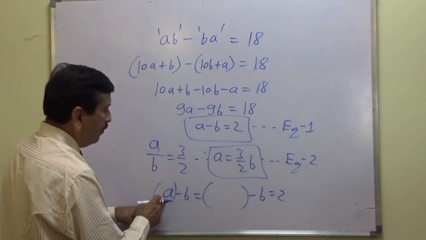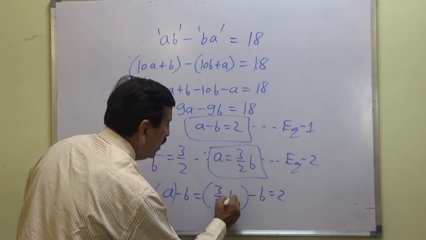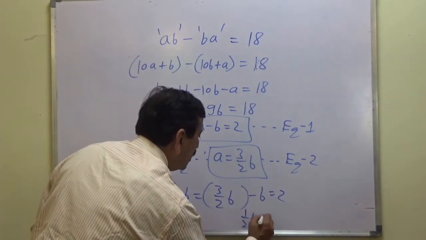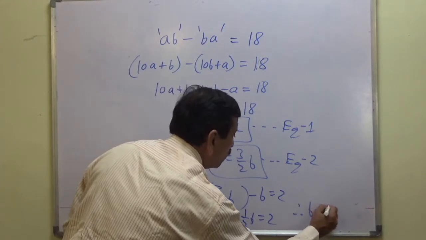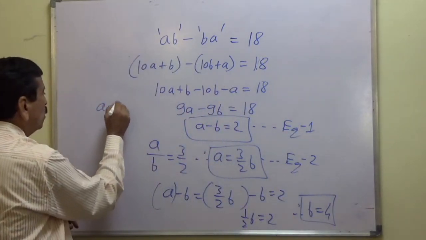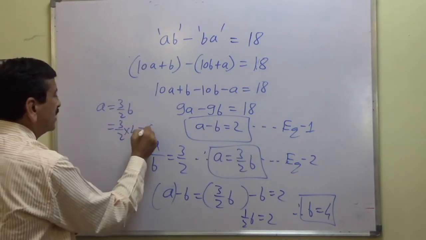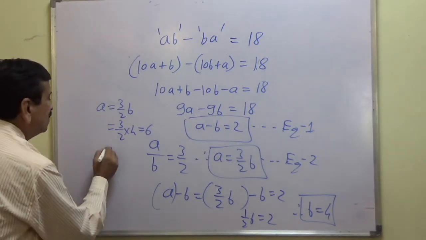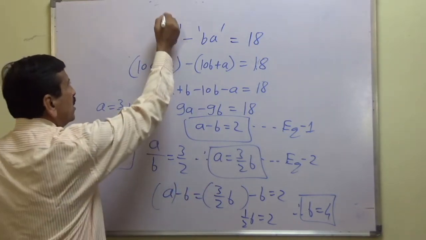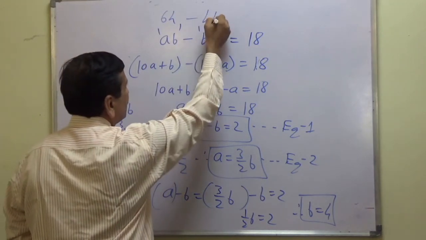Now here I am putting the value of a. a is what? 3 by 2 b. So 3 by 2 b minus b is equal to 2, and therefore 1 by 2 b is 2, and therefore b is equal to 4. a is equal to 3 by 2 b, which is 3 by 2 into 4, 6. So my a is 6 and b is 4. So my original number is 64 and the interchanged number is 46.